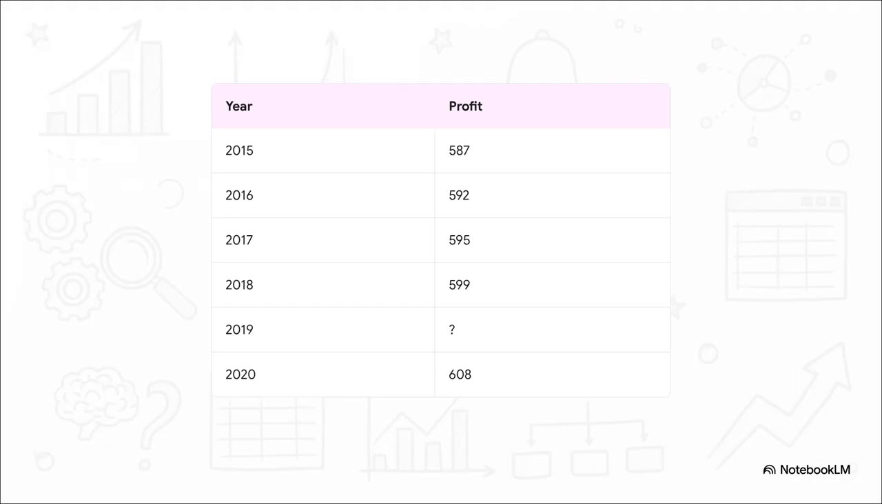Well, this exam question gives you exactly that problem. You've got profit numbers for all these years, but 2019 is a big question mark. The job is to estimate it using a method called interpolation. You're basically using the numbers you do have to make a really smart guess about the one you don't. And you need that, right? You need a complete picture to plan for the future.